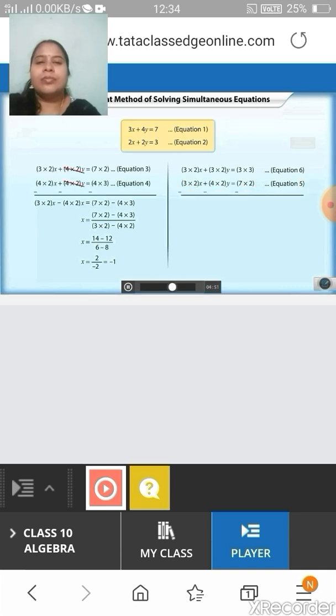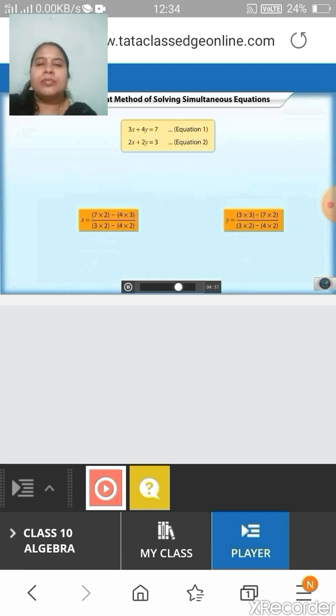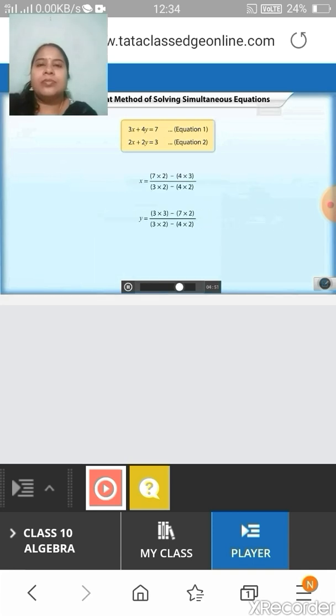On subtracting equation 5 from equation 6, the x terms get cancelled out to give us the value of y. Hence, the solution to the given simultaneous equation is x is equal to -1 and y is equal to 5 over 2. This approach could be used to solve for any simultaneous equations. Let's look at how this method can be generalized.